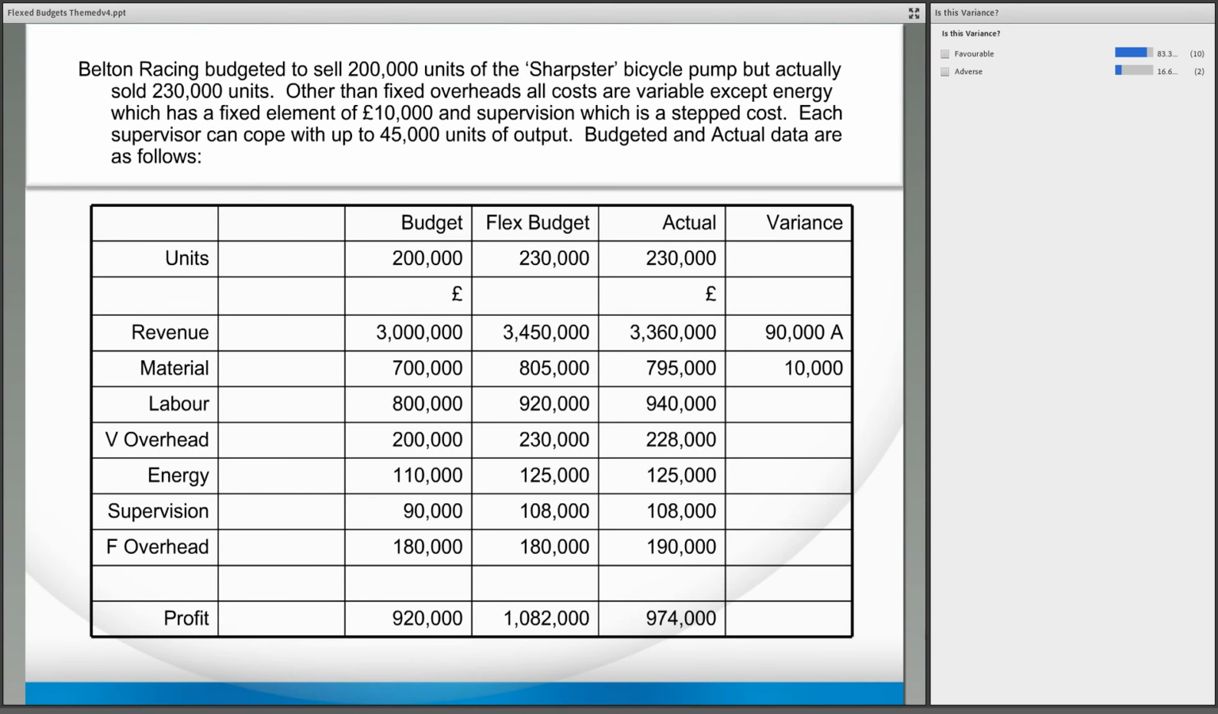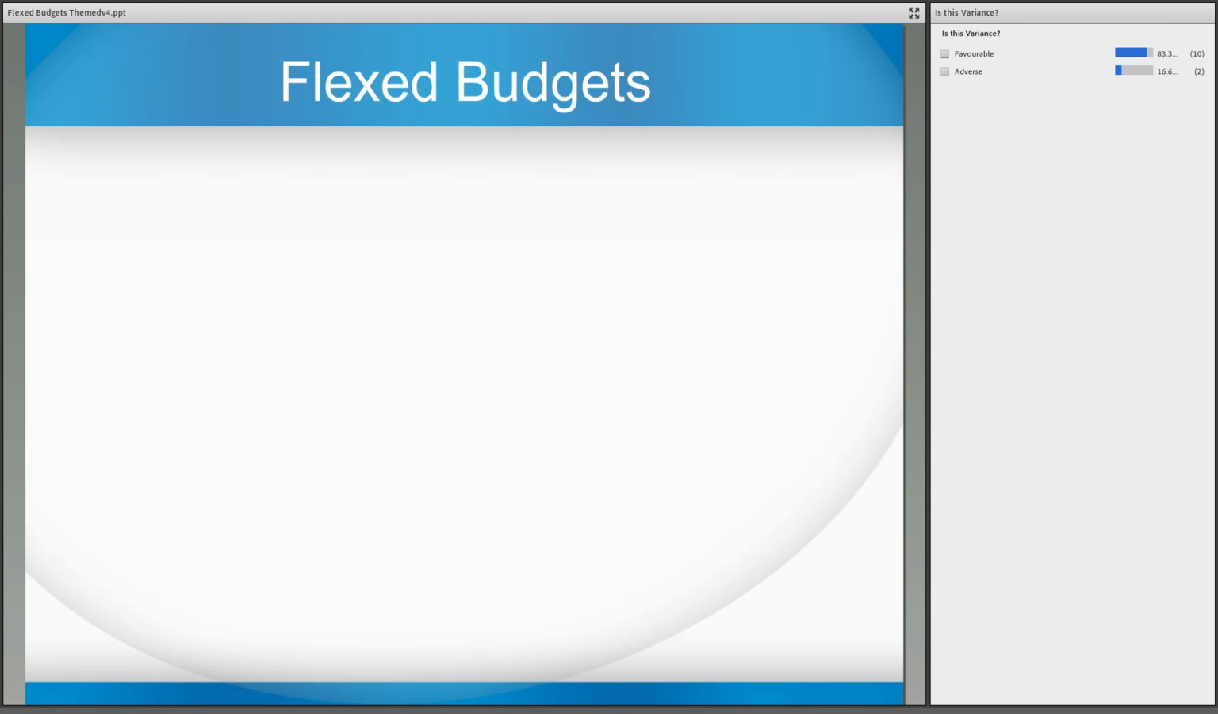Notice that each time, let's put it in, the comparison is not with the original budget. The original budget is history now. We're comparing always to the flexed budget. There we go. That's favourable because it's cost us less than it should. Next one. Flex budget says labour should be 920. We've spent 940, a difference of 20.